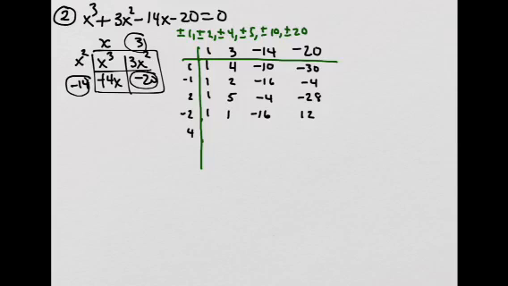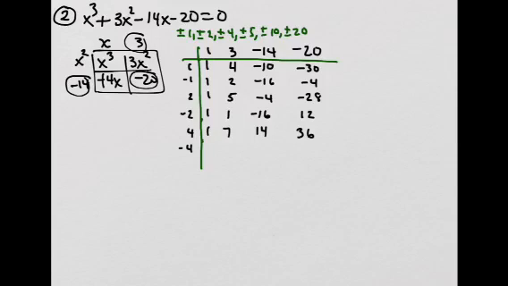4. Bring down the 1. 4 times 1 is 4. 4 plus 3 is 7. 7 times 4 is 28. Minus 14 is 14. 14 times 4 is 56. Minus 20 is 36. Okay?